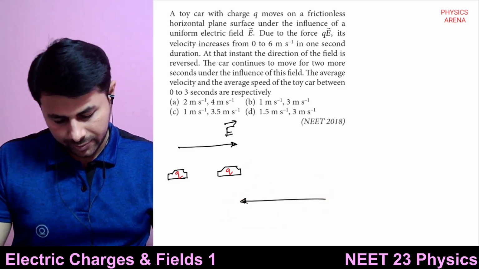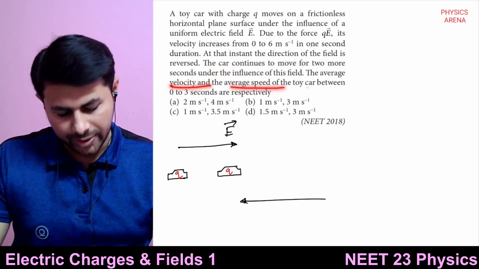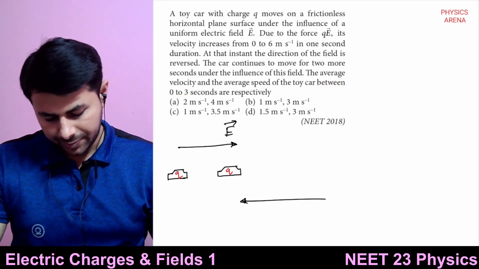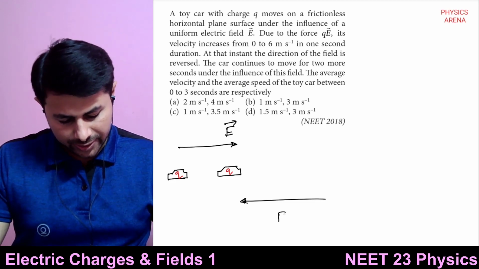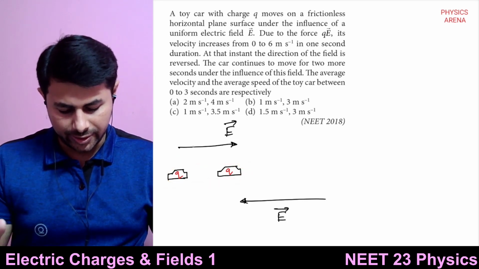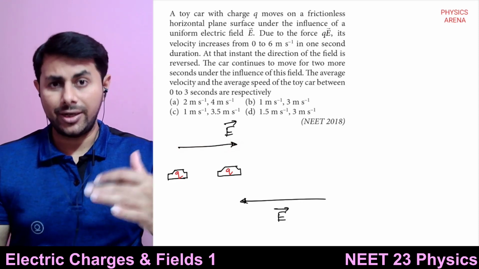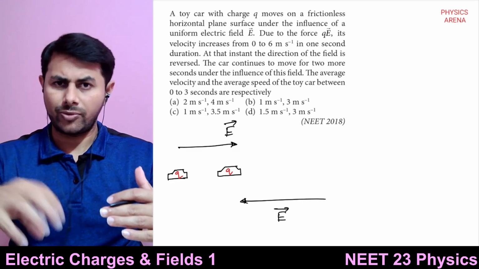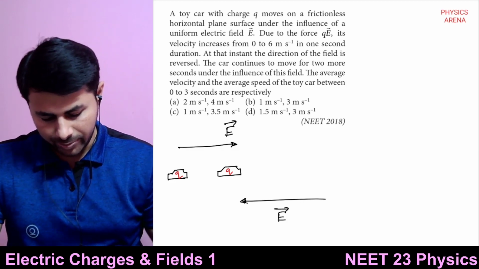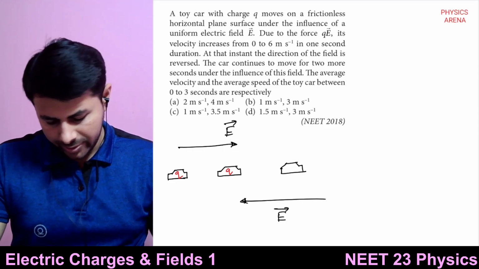So now what will happen? The car keeps on moving for 2 more seconds, and the question is the average velocity and average speed of the toy car between 0 to 3 seconds. The field is reversed. It has gained this much velocity due to the electric field. Now if you exert an equal and opposite force, its velocity will go from whatever it is to 0 in the same amount of time. Actually it will travel the same distance and stop.